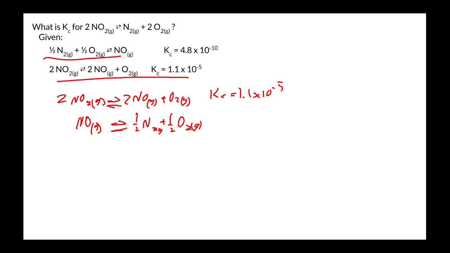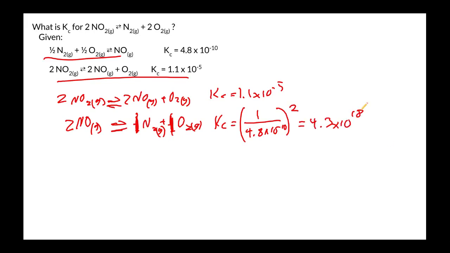These are both gases. Now I have to cancel 2 moles of NO, so I'm going to multiply this through by 2. So that becomes a 2, that 1/2 becomes a 1, and this 1/2 also becomes a 1. When I do that, my Kc, I have to square it. So that's 1 divided by 4.8 times 10 to the minus 10th, and I'm taking the reciprocal because I flipped it around. But then I have to square it. It's 4.3 times 10 to the 18th.